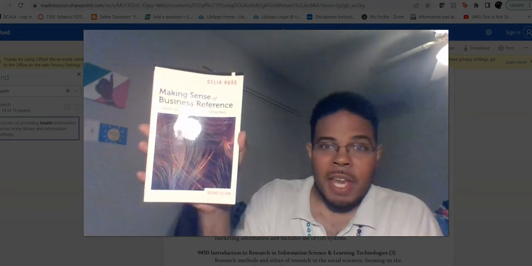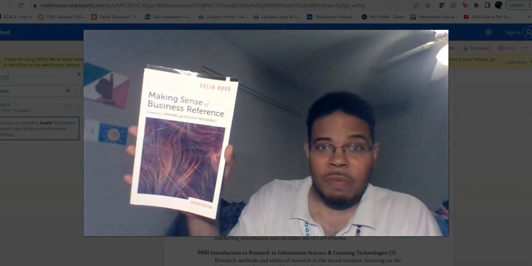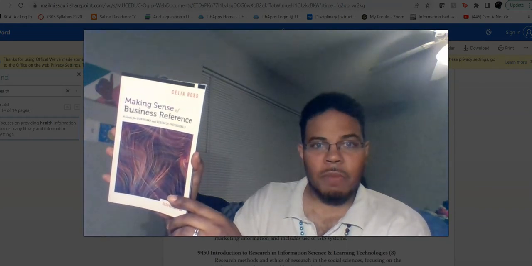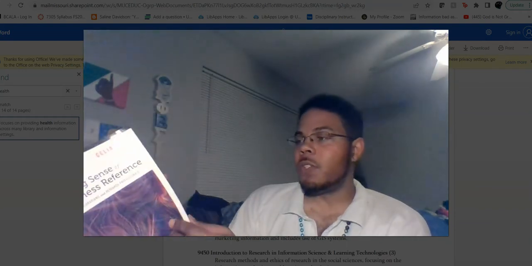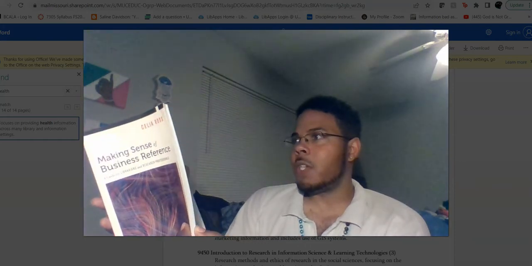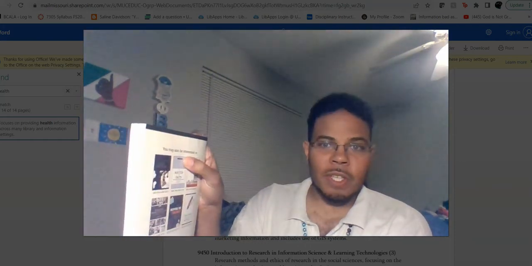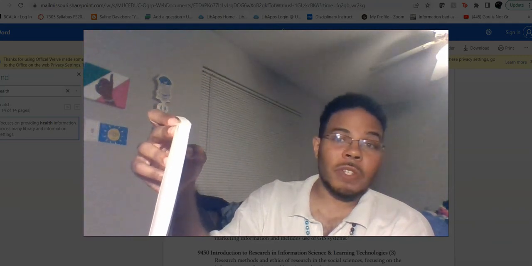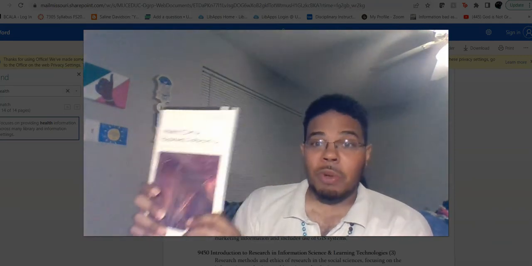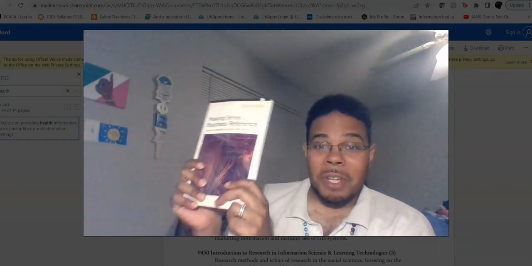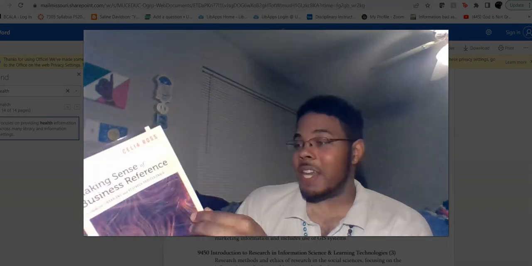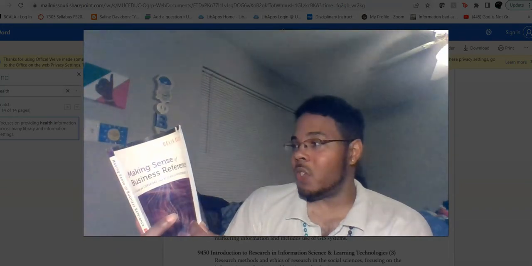But this is Making Sense of Business Reference. Making Sense of Business Reference, Celia Ross. This is a very small book, actually. It's 156 pages, but as you can see, it's very thin. It's not very thick, especially for a textbook. But this book, if you are looking to go into business reference, this book is it. And it is very easy to digest. There's not a lot of reading.